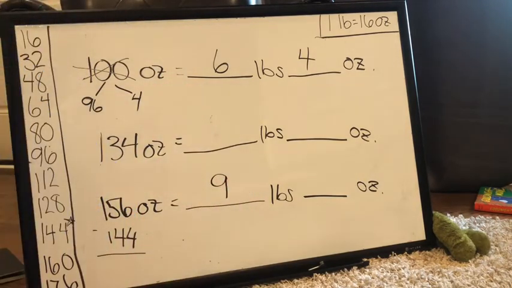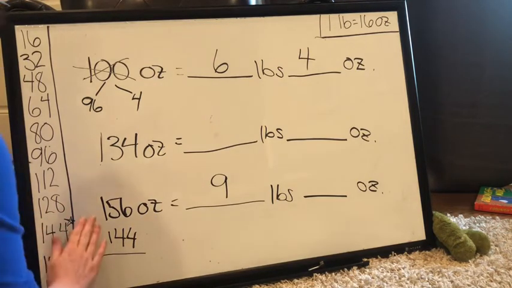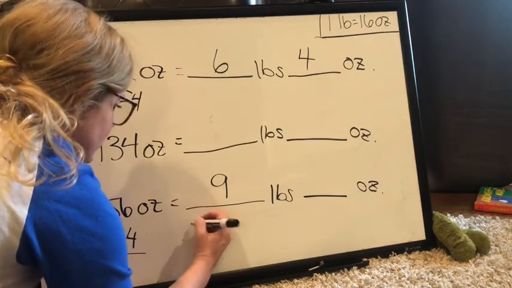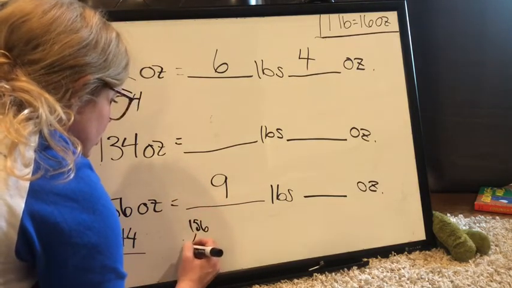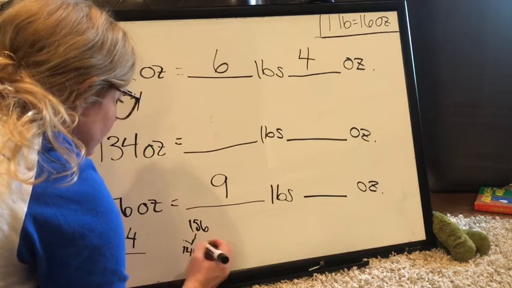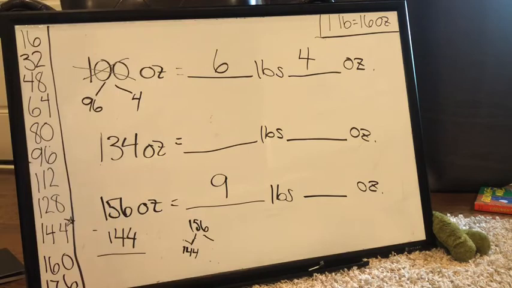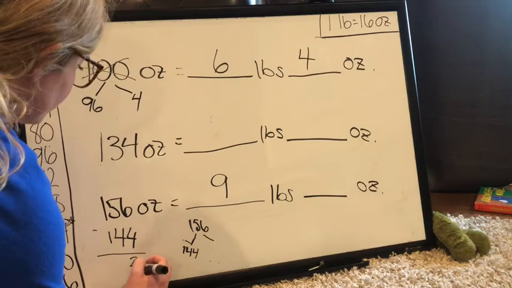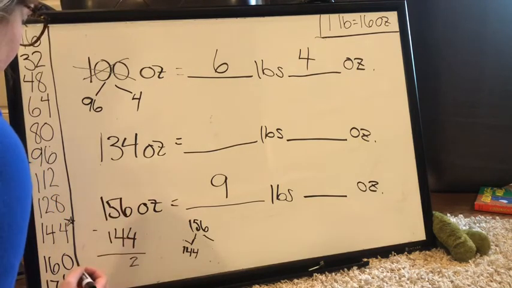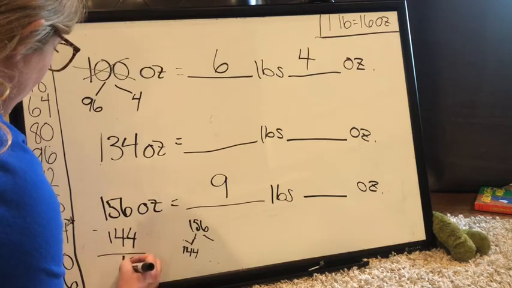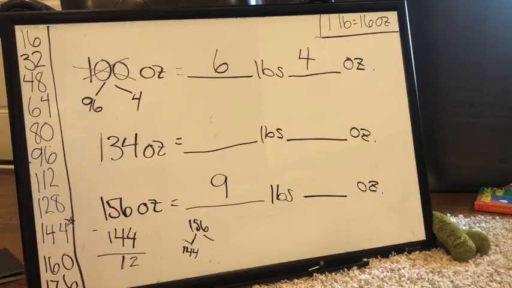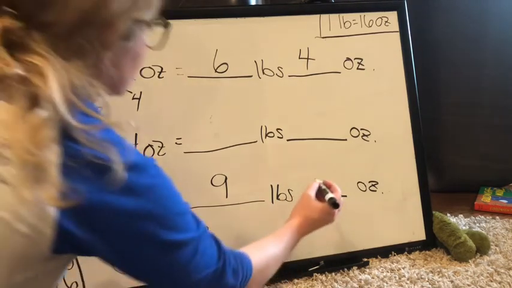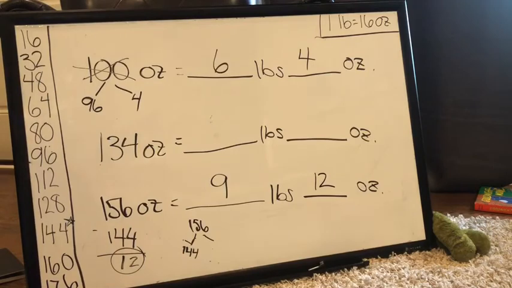We're at 9 pounds. Now we want to find out the difference between 156 and 144, because if you look at it this way, we took care of 144 out of 156, and we need to find the other number. Okay, 6 minus 4 is 2. 5 minus 4 is 1. 100 minus 100 is nothing. So our leftover is 12, and that would be our ounces. So we have 9 pounds, 12 ounces.